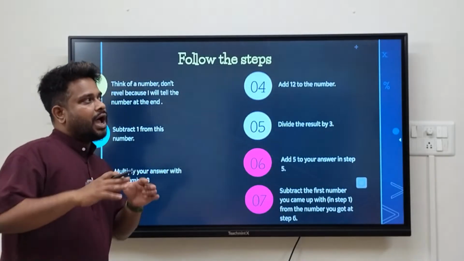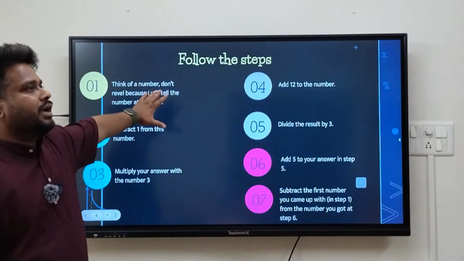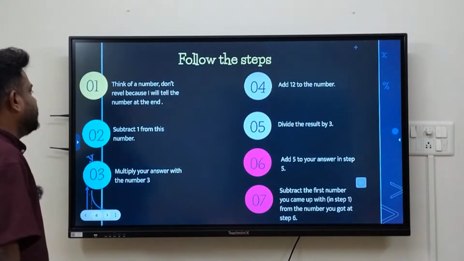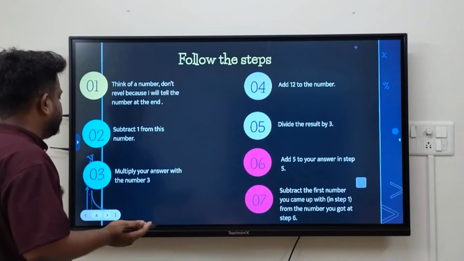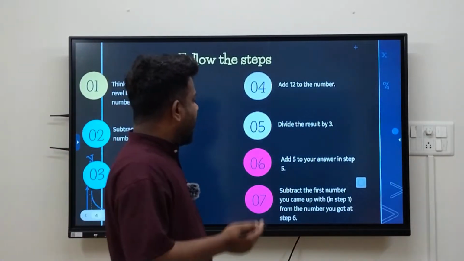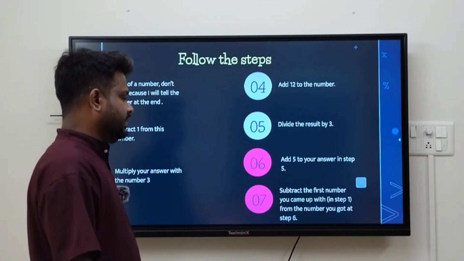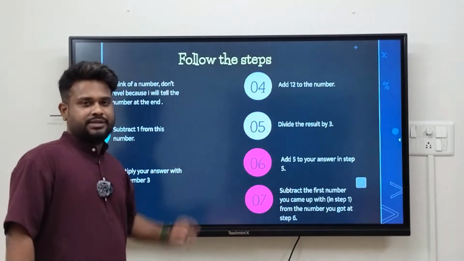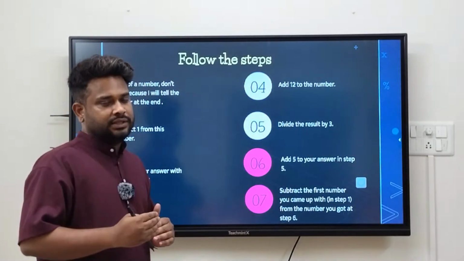First of all I want to experiment a little bit, let's have a test here. Think of a number, don't reveal it because I will tell you the number at the end. Subtract 1 from this number, multiply your answer by 3, add 12 to that number, divide the result by 3, add 5 to your answer, and subtract the first number you came up with in step 1 from the number you got at step 6. This is just a little example of what we are going to learn in this class.